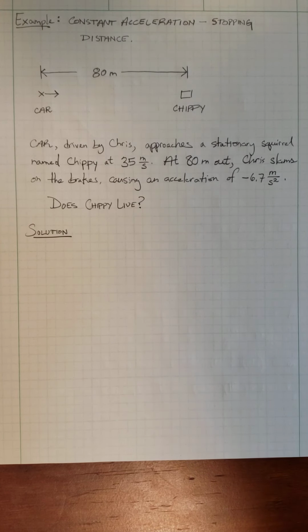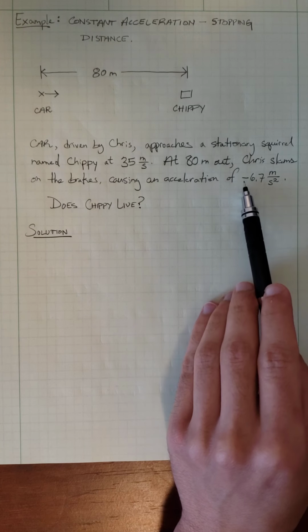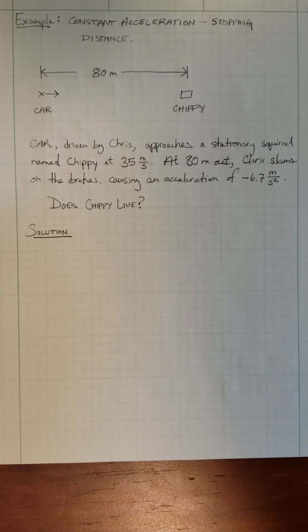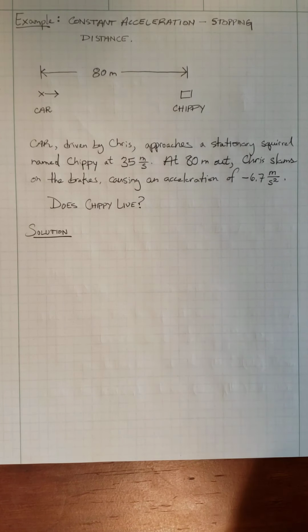Does Chippy live? First, it makes sense that the acceleration is negative. We're indeed looking to hopefully come to a stop before we reach Chippy. Certainly looking to reduce the magnitude of our speed in this direction. And so if we're traveling in the positive direction, our acceleration needs to oppose that. And so it should have the opposite sign, and it does.